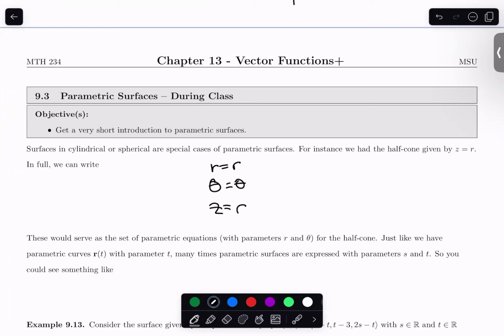So again, for parametric surfaces, you are going to be plotting surfaces. So these are two-dimensional objects. They should have two variables. Just like when we did curves, these are one-dimensional objects. They have a length, right? You just have one variable, r of t. But here, when you're doing surfaces, you're going to need two variables. So in this case, maybe we could parameterize with r and with theta.